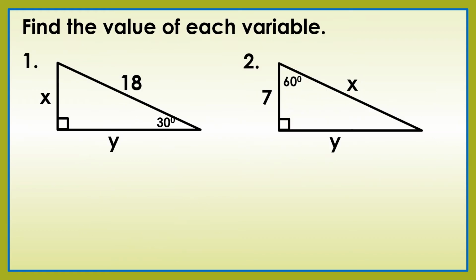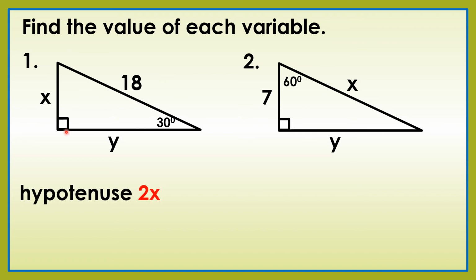Let's have here the problem. Find the value of each variable. So, this time, gagamitin na natin ang 30-60-90 degrees triangle theorem. So, unknown ang x and y. Ang given naman dito ay the hypotenuse, which is 18. So, kung meron tayong hypotenuse na 18, makukuha na rin natin ang ating shorter leg.